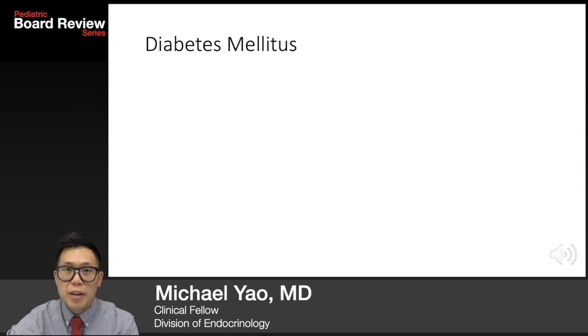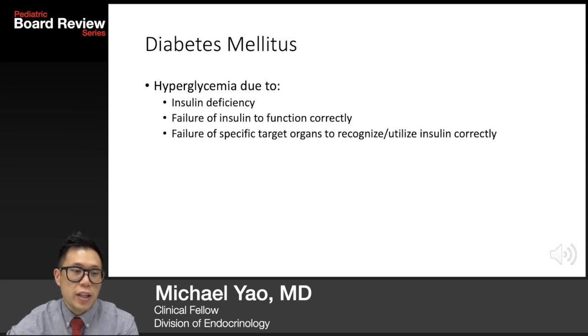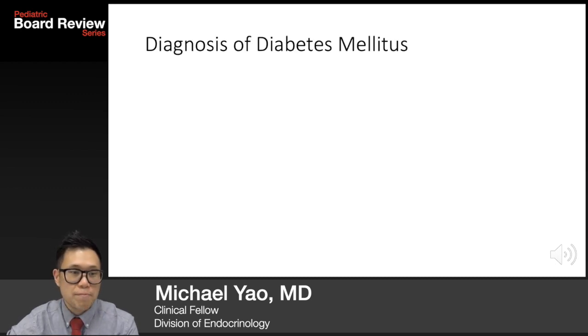So to start off, diabetes mellitus refers to a group of metabolic disorders characterized by hyperglycemia due to one of the following: insulin deficiency, failure of insulin to function correctly, or failure of specific target organs to recognize or utilize insulin correctly. As far as the diagnosis of diabetes mellitus in general, it can be diagnosed if one of the following 4 criteria are met.